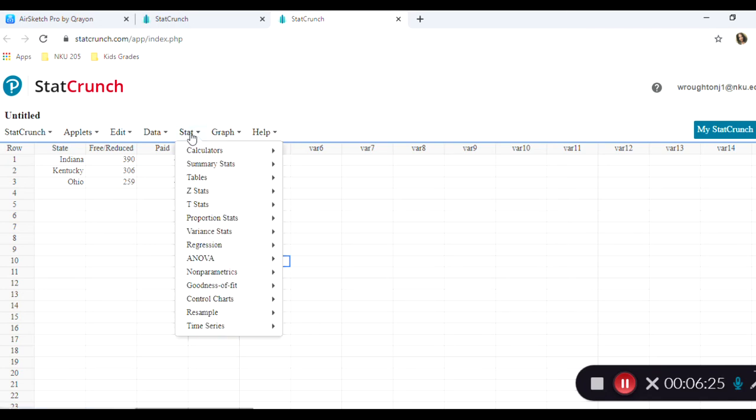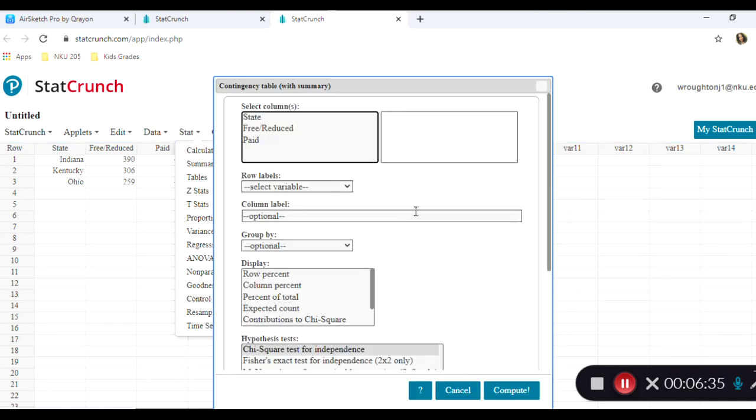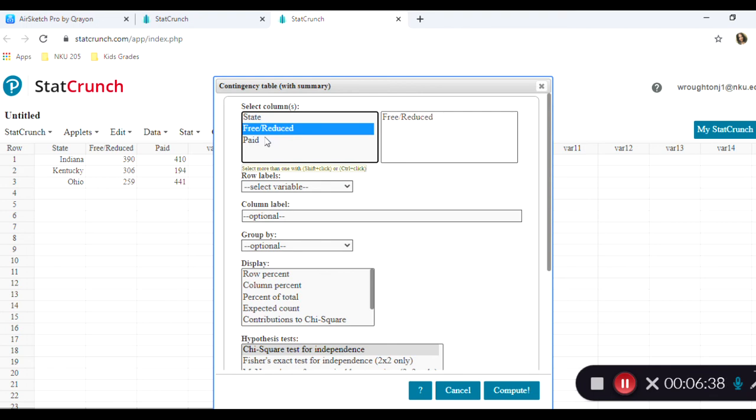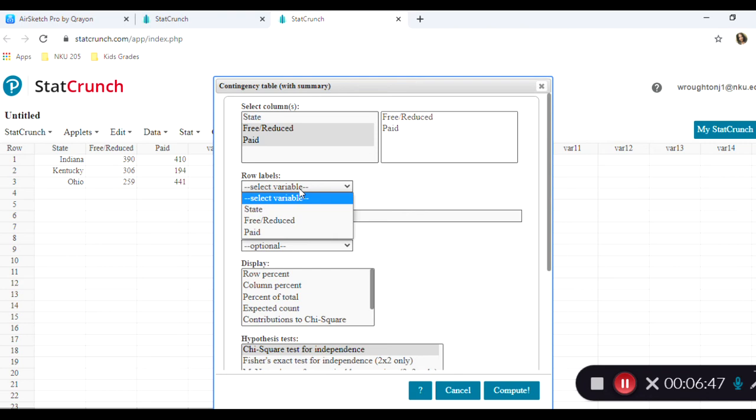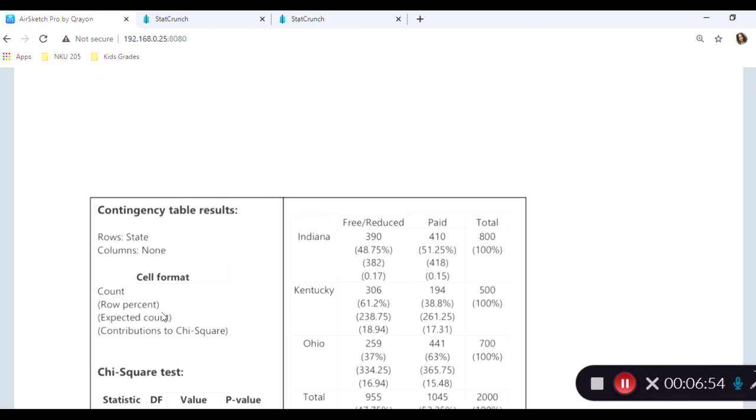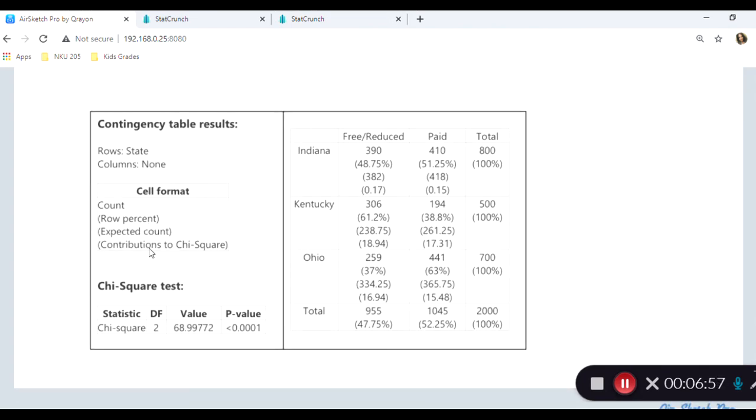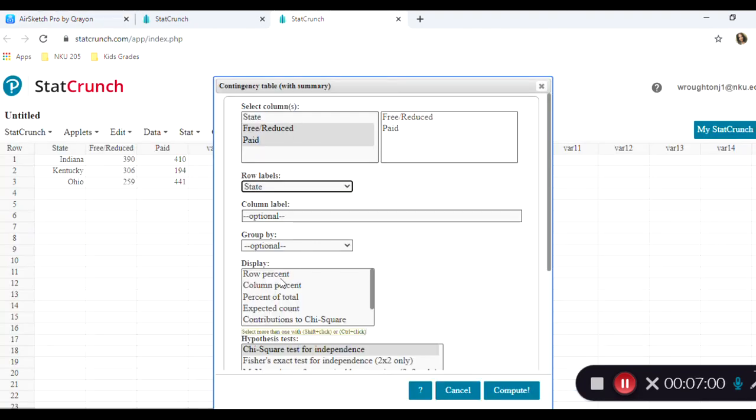Then we're just going to go to Stat, Tables, Contingency, and since I've entered in the table, that is technically what I consider with Summary. I'm going to Control-click both of the columns that I want to compare, where my numbers actually showed up here. My row labels are going to be in this state column. And then to get all this extra information, the row percent, the expected counts, and the contributions to chi-squared, I'm going to Control-click to do multiple ones: my row percent, my expected count, and my contributions to chi-squared.